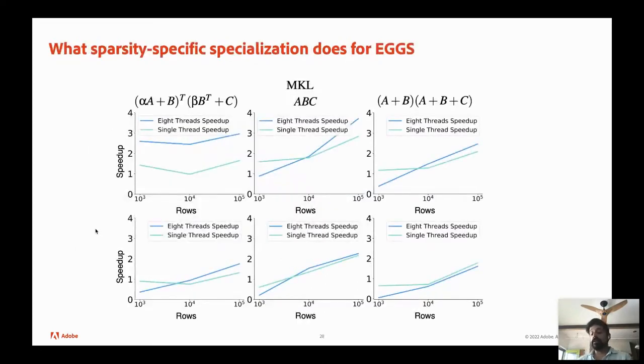What this enables us to do is to actually output code that is much faster than general computation on sparse data. Here I'm showing three different linear algebra expressions that we compare our performance of eggs against writing that code in MKL, which is the fastest sparse library really around. And what we see here is that we can obtain speedups of almost 4x by avoiding redundant computation.